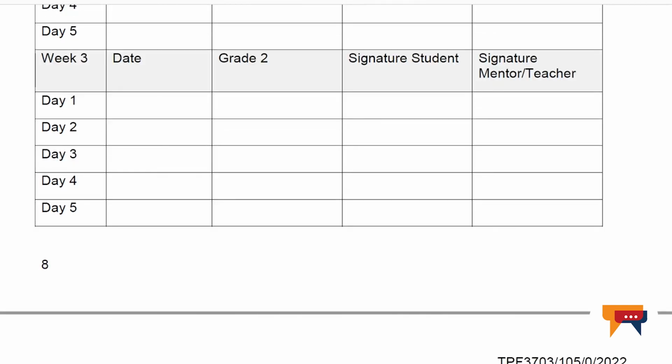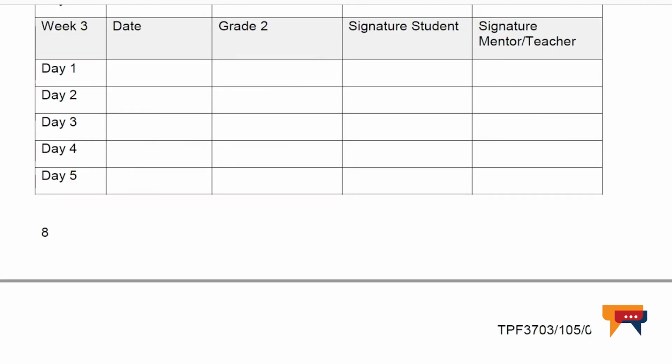Week 3 is in grade 2. Again, for day 1, a date, day 2, a date, day 3, a date, day 4, a date, day 5, a date. For grade 2, then, your signature in each and every line of the date, and also your mentor teacher to write the same. The mentor teacher who was assigned to you in grade 2.